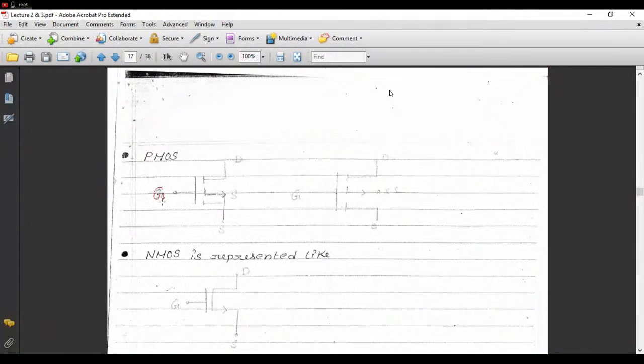Then we have got symbols for PMOS as well. This is substrate, ACBS. And then we have got another one.